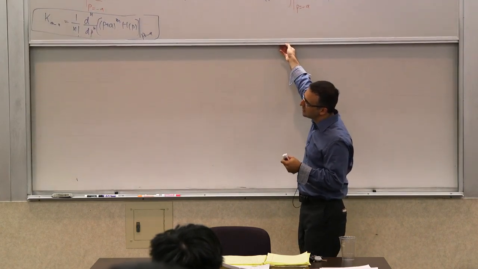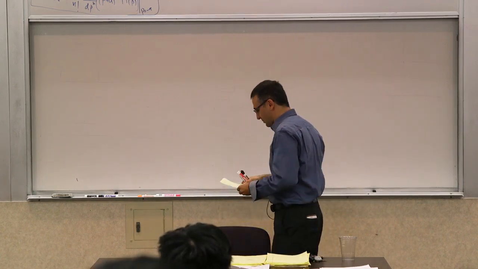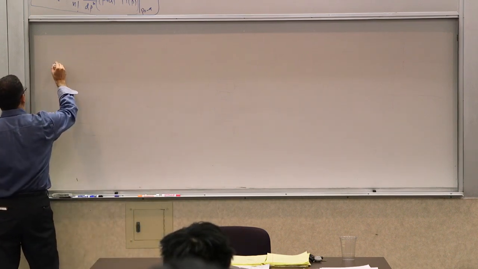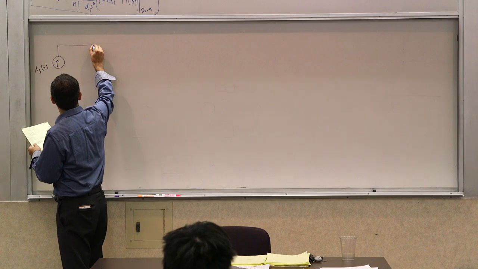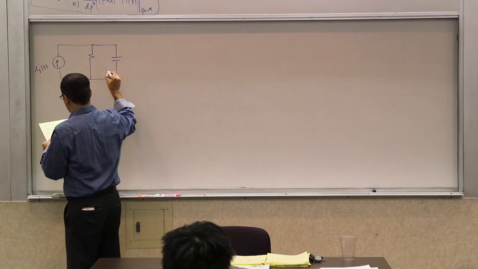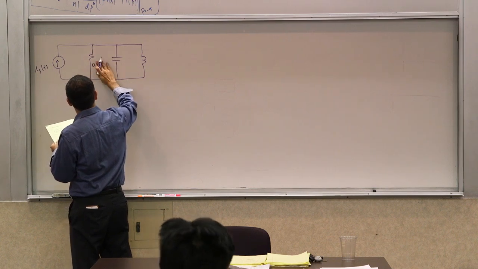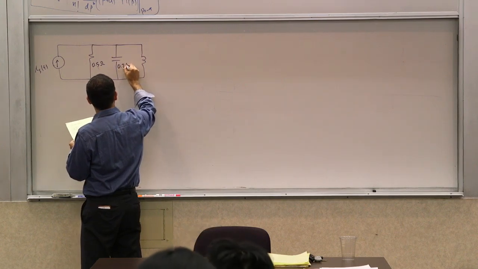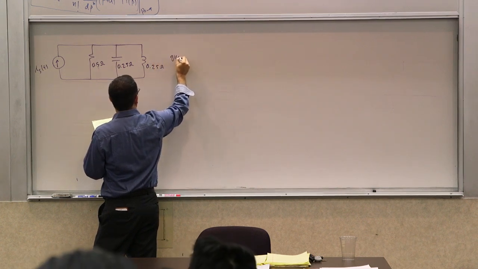So let's do an example to see how it's applied. Actually, it makes it a lot easier because you get rid of a lot of terms. This is a very simple example. Let's say you have a current source, Is of t, that drives a capacitor, a resistor, and an inductor. The resistor is, let's say, half an ohm, the capacitor is a quarter, and the inductor is a quarter. And we're looking at that.